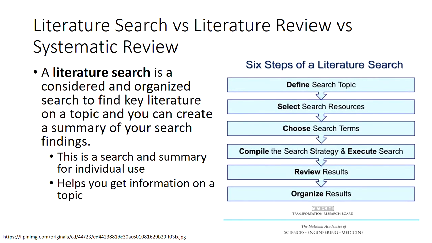So a literature search is different from a literature review, which is different from a systematic review. A literature search is the considered and organized search to find key literature on a topic, and you create a summary for your own personal use. So this helps you get information on a topic.